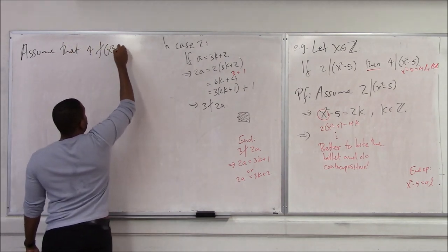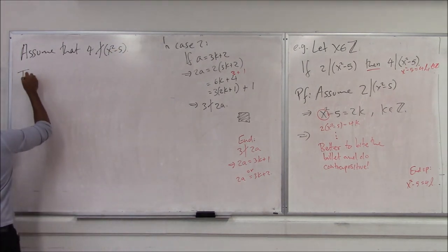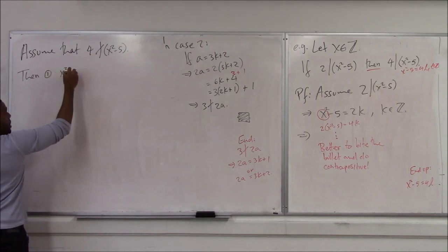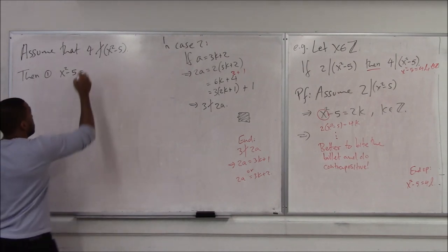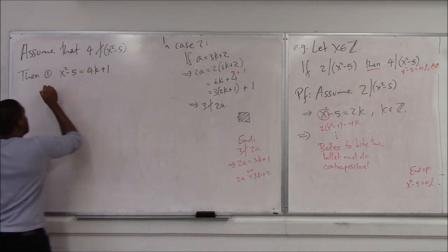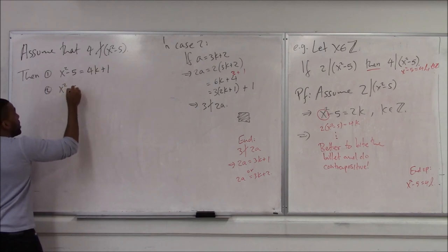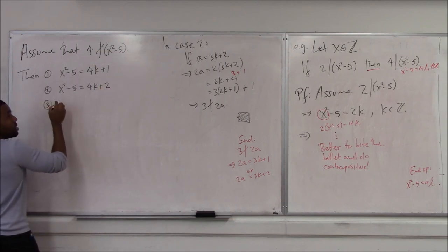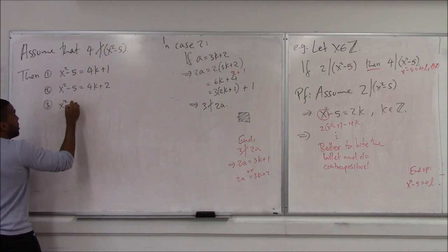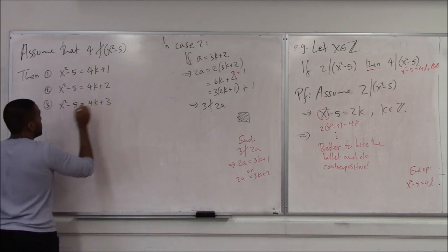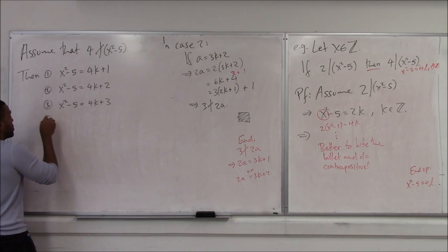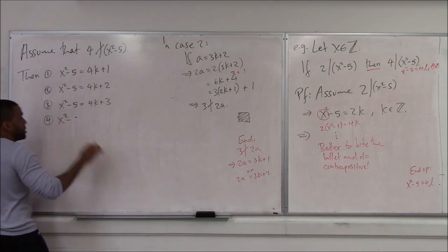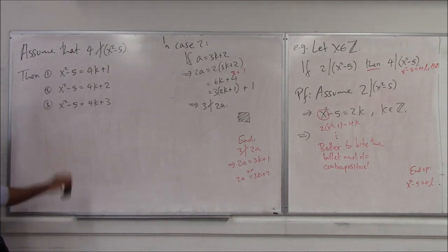Four does not divide x squared minus 5. Then there are 3 cases now. So my x squared minus 5 is equal to 4k plus 1, or x squared minus 5 is equal to 4k plus 2, or 3, my x squared minus 5 is equal to 4k plus 3. That's it, no? That's okay, because the last one would be 4k, which is divisible.